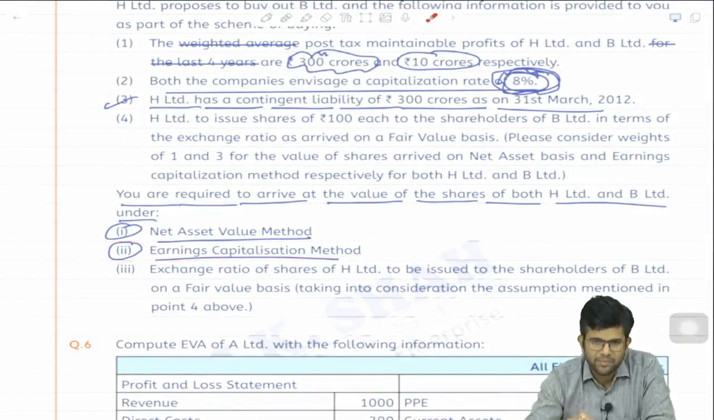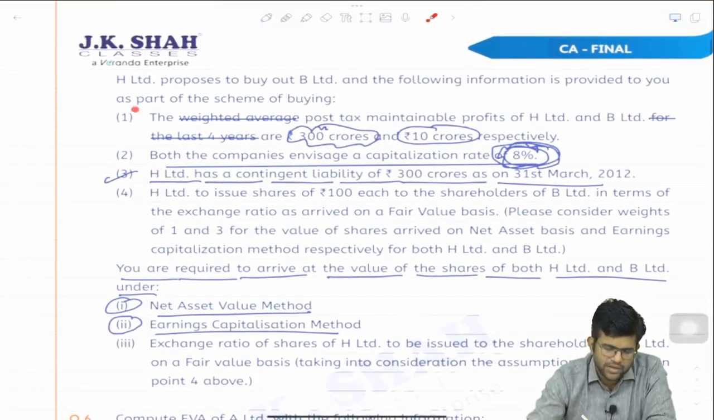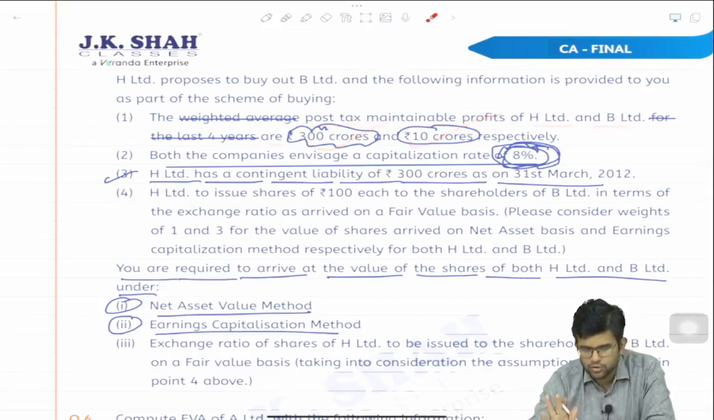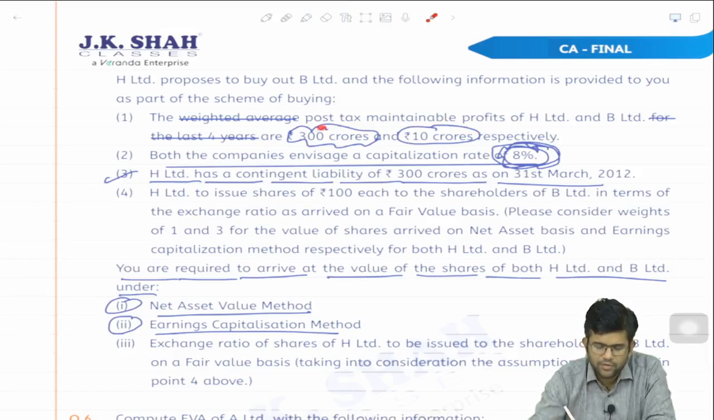Okay, earnings capitalization method means you take the future earnings and you discount them. Everybody clear? You take the future earnings and you discount them. Now, your future earnings has been given in point number 1. They are saying the post-tax maintainable profits now of H and B are 300 crore and 10 crore. So, they are saying that H Limited, if it continues now from here, individually will be able to generate a profit of 300 crore per annum.